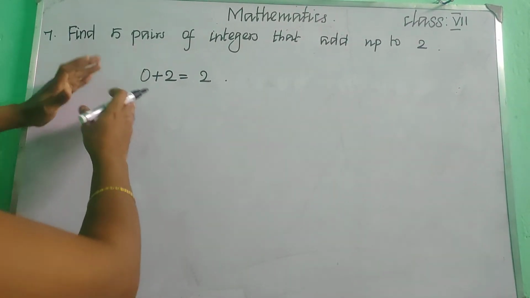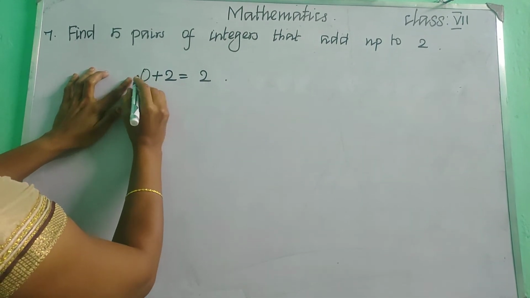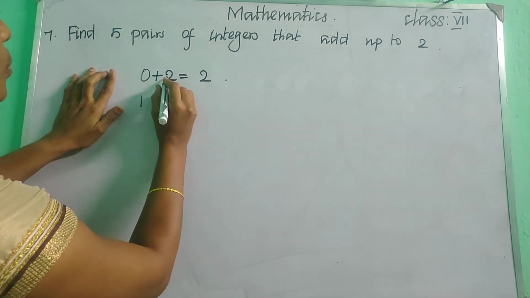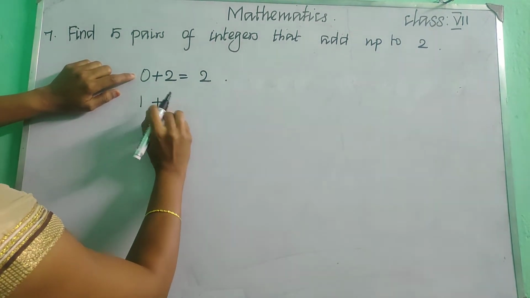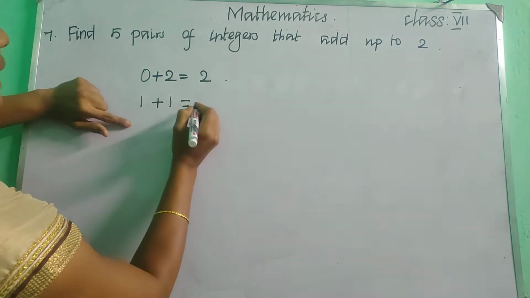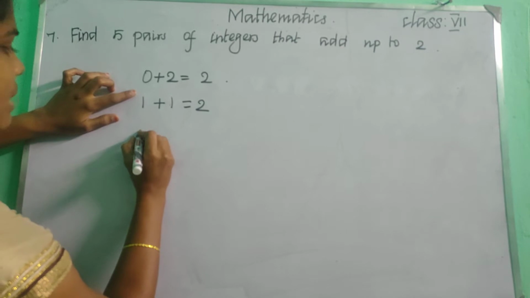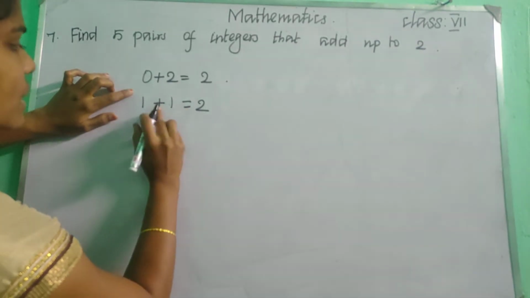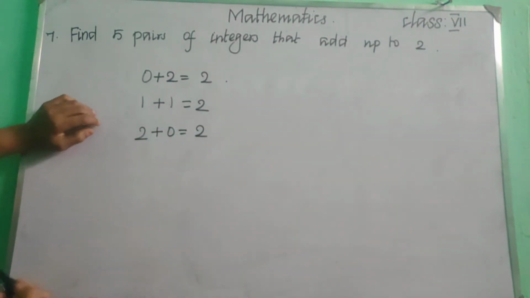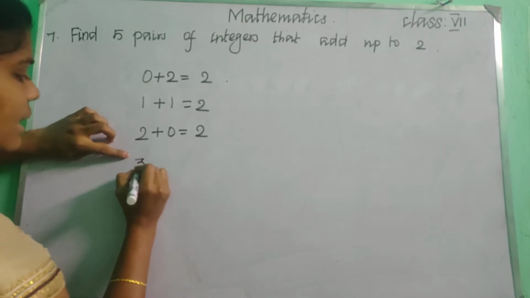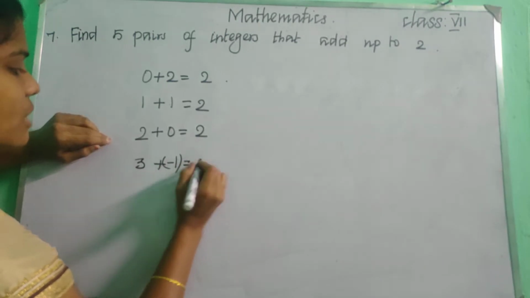So we need to write 5 pairs, right? So we can add plus 1 with this. We need to add plus 1 here and minus 1 here. So 2 minus 1, 1, so we'll get 2, right? And again plus 1 and minus 1. So 1 plus 1 is 2, and 2 minus 1 is 1, so we get 2. And again 2 plus 1, 3, and 0 minus 1, so minus 1. 3 minus 1 will get 2.